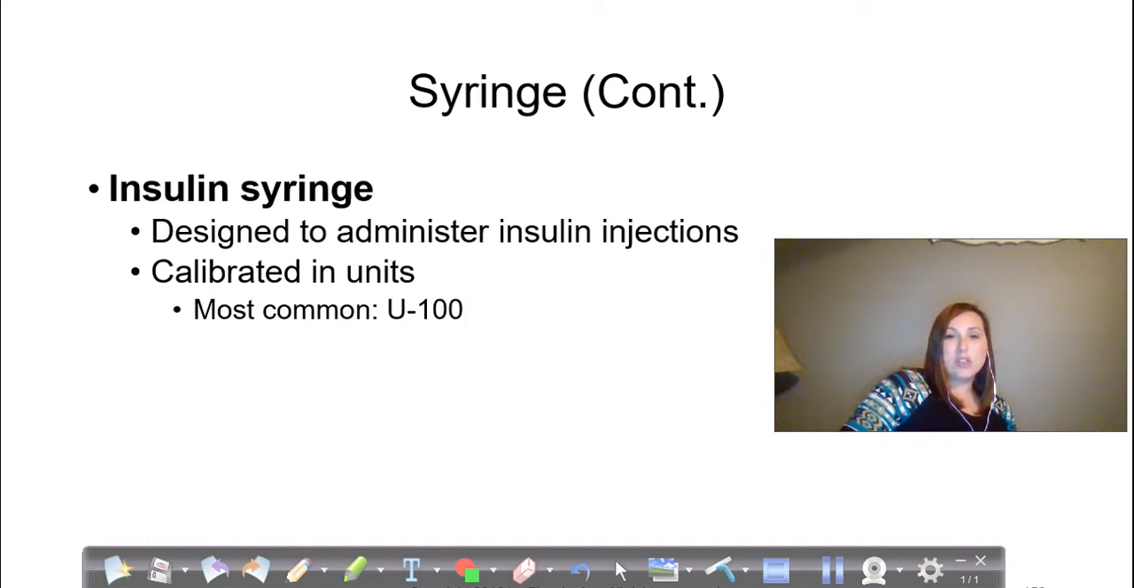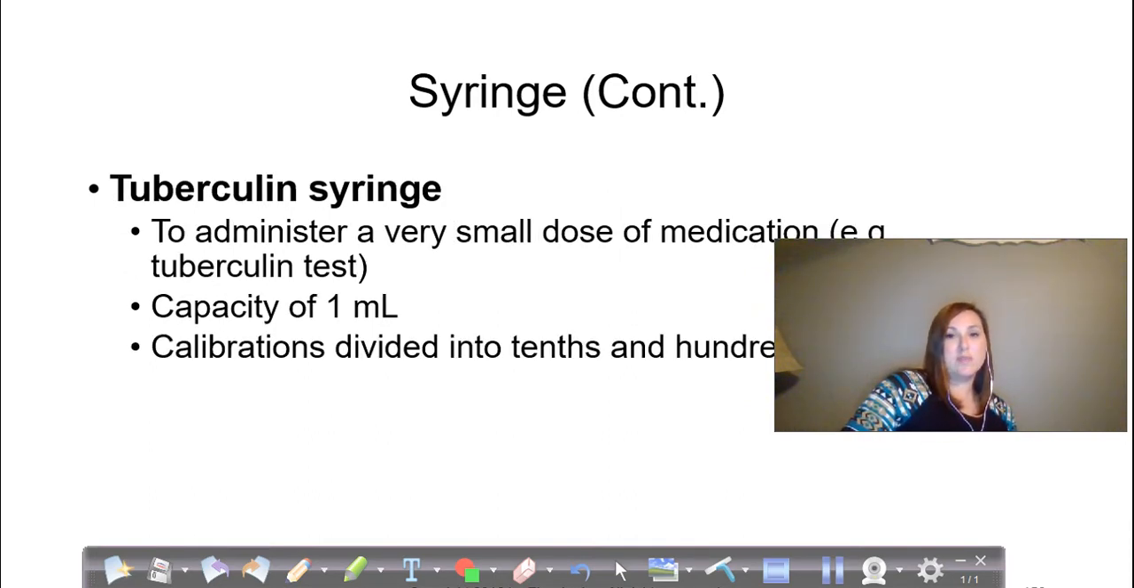An insulin syringe is just used for insulin. It's calibrated in units. So it'll be 100 units. It's abbreviated U-100. It can hold 100 units of insulin. Some patients give more than 100, not very often though. But if they're going to give 50 units of insulin, they can give that much in that insulin syringe. It's just calibrated differently. It's calibrated in units instead of milliliters.